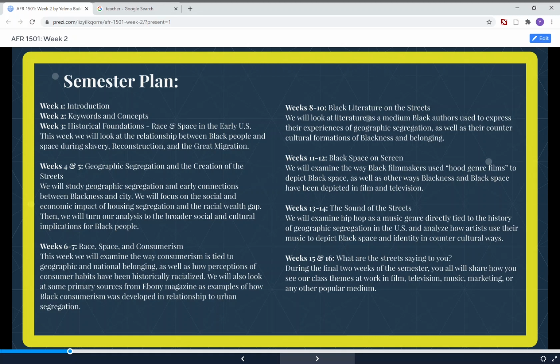Then weeks 4 and 5, we're going to really get into the more narrow topic of this course. So I have often argued, and I think I mentioned to you all in the other video, that a lot of this course comes from my own research. And you'll read probably a few short excerpts from my book that's coming out in December on housing segregation and Black life in America.